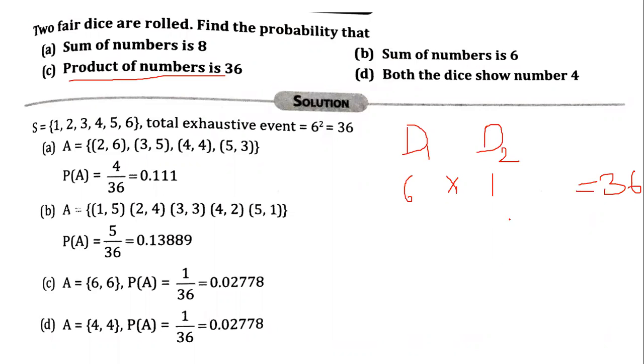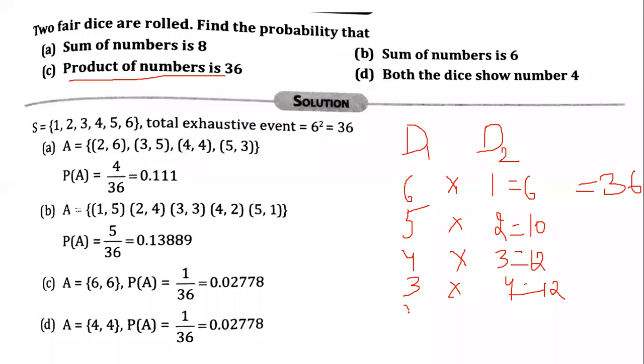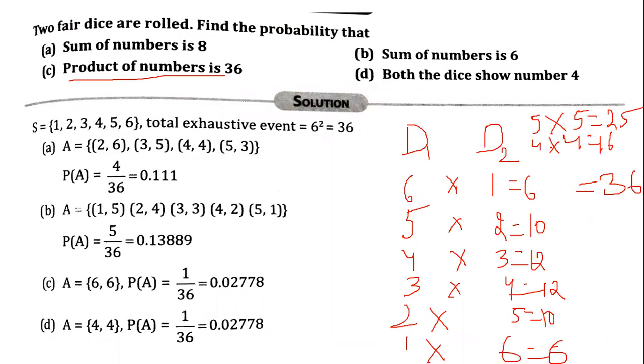6, 1, we won't get 36. Ruled out. Then 5, 2: 5 ones are 5, 5 twos are 10, ruled out. Then 4 into 3, 4 threes are 12. Then 3 into 4 is also 12. 2 into 5 is again 10. 1 into 6 is 6. Another possibility, 5 into 5, 25. 4, 4, 16. 2 and 3 will not come. 6 into 6, 6 sixes are 36.